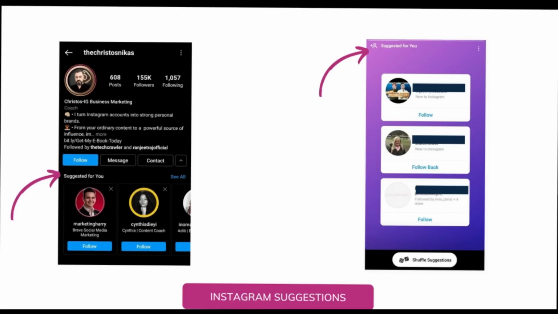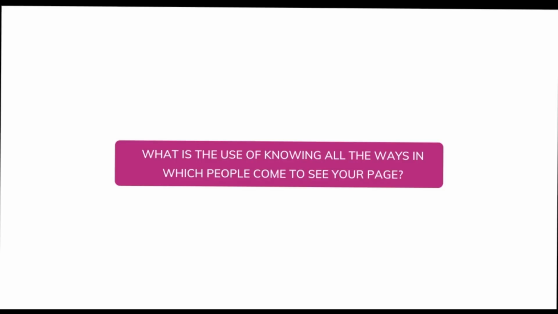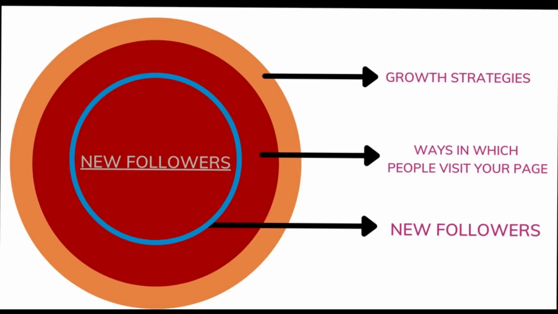Now those were the many ways in which people come to see your page and follow you. I might have missed one or two ways in this video, but I promise you that I've included them all in this course, and you'll be seeing them one by one in each section. Now you might ask me, why should I know all the ways in which people follow me? Well, the trick is simple. We will build our foundation by knowing all the ways in which people see your page, and then we should create our strategies of Instagram growth around these different ways in order to get the maximum number of followers.